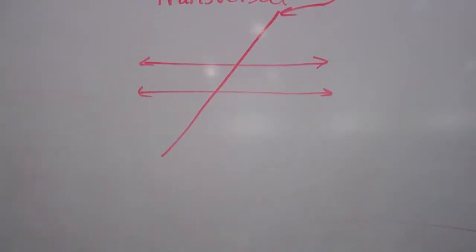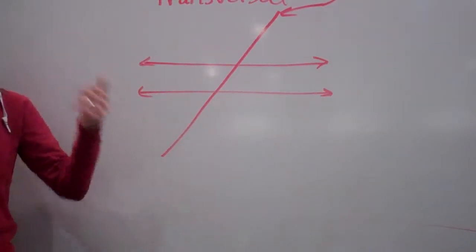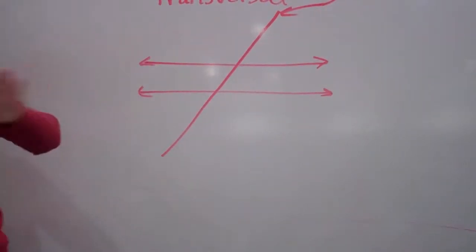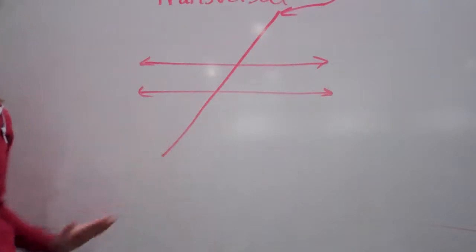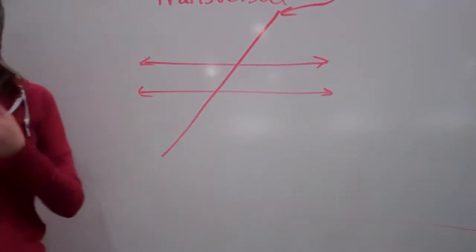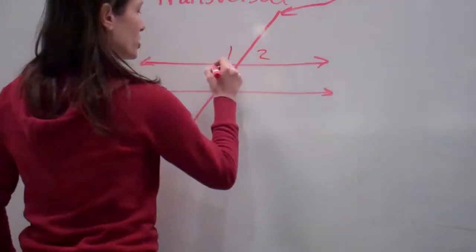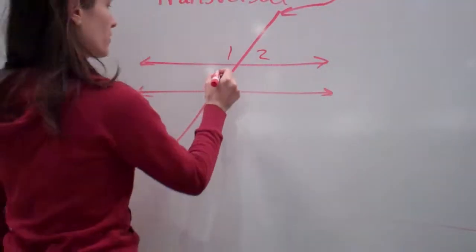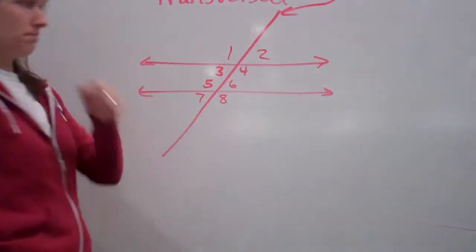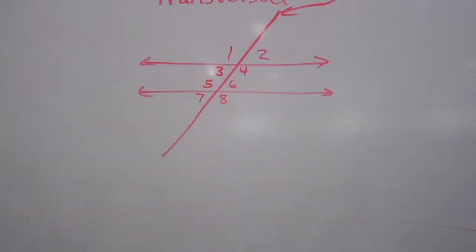Now, the important thing is that when I have two parallel lines and the transversal intersects them, what happens as a result of that is really cool. So what I want you to see is 1, 2, 3, 4, 5, 6, 7, 8. Go and write those numbers in, please.